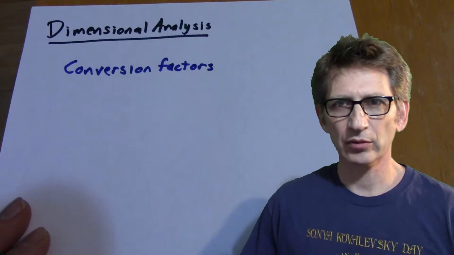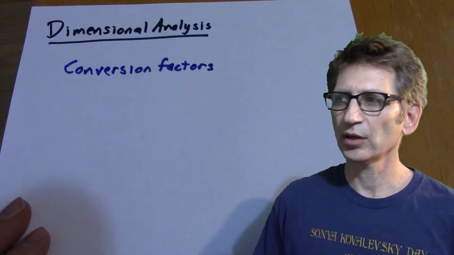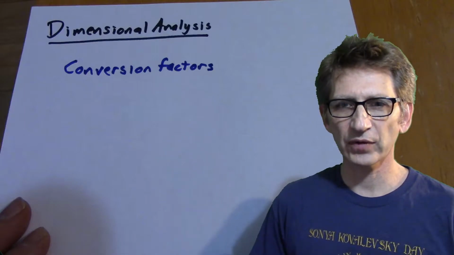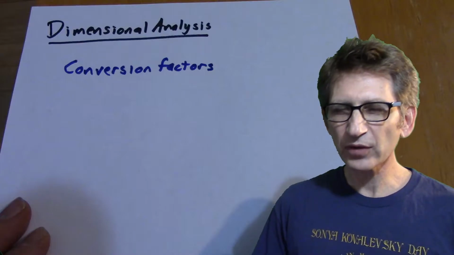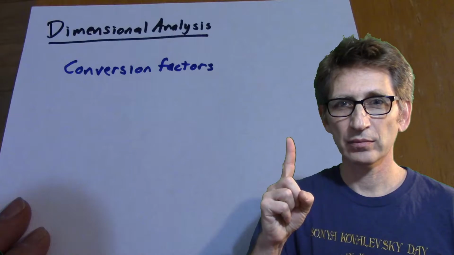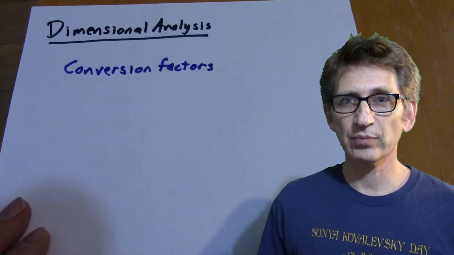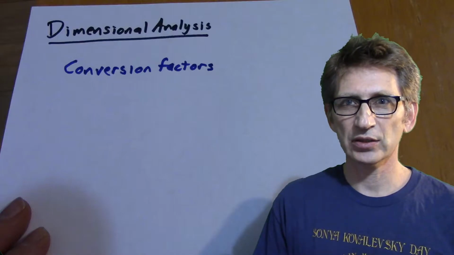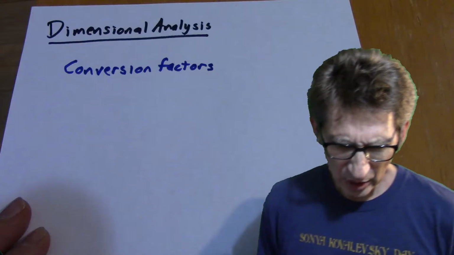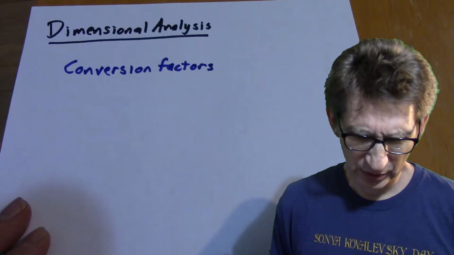So in order to do dimensional analysis, first thing we need to understand is conversion factors. What is a conversion factor? Well, a conversion factor is really just one. It's the number one. A conversion factor simply relates two quantities that are the same. So let's take a look at a simple conversion factor.